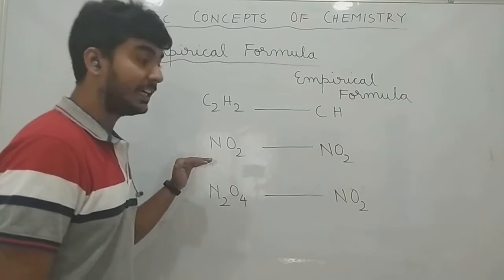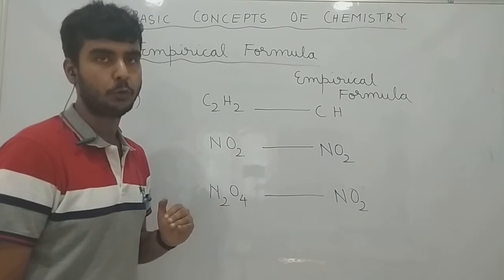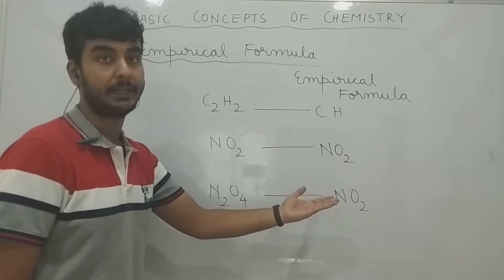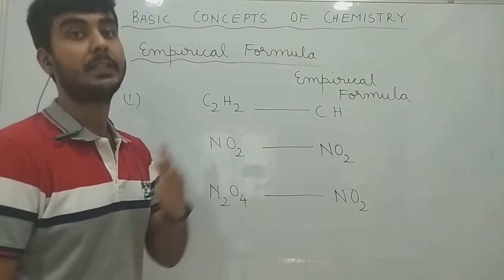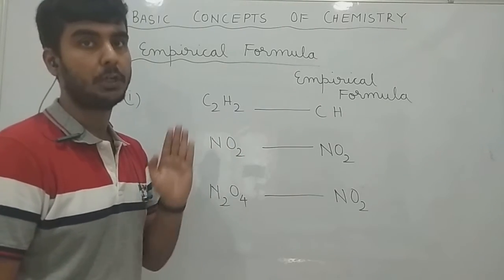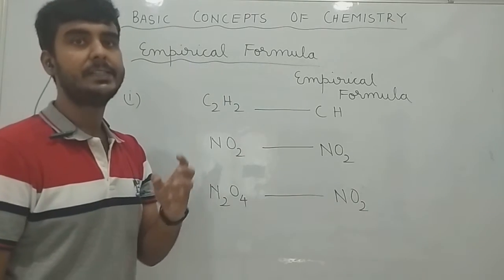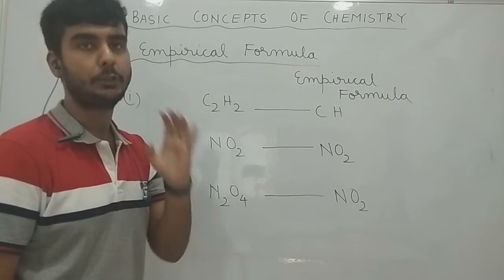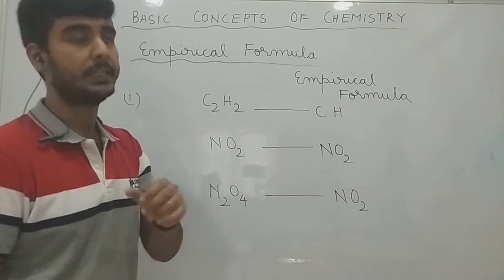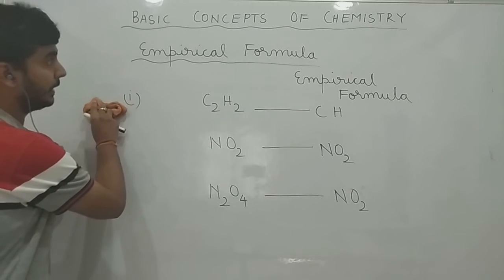So the empirical formula can be the same as the formula provided to you, or it can differ, depending on whether the ratio between the atoms of the elements is in the simplest form or not. So this is about the empirical formula. It is a very easy and very basic topic. Kindly go through it from the textbook. Just read through it from the textbook. So this is the first thing, the empirical formula.